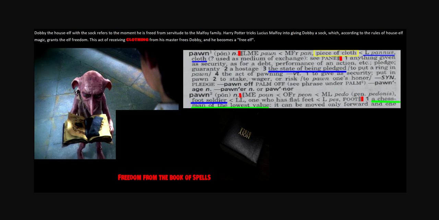And I thought about, I said, whoa, Harry Potter, one of the movies that had the character called Dobby. And I remember how Dobby's freedom came by receiving a piece of clothing, you know? And I was like, wow, I want to share this.